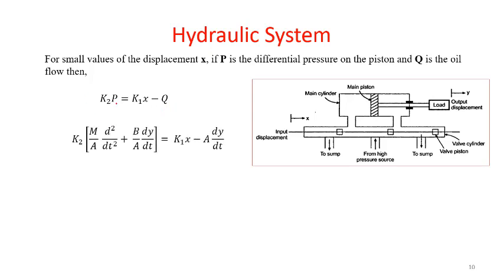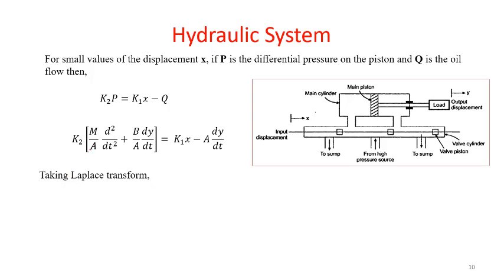Then here we are going to replace P from the previous equation, so that it becomes K2 into (M by A d square y by dt square plus B by A dy by dt) equal to K1 into X minus, from equation 1, Q, so it is minus A into dy by dt. This means we are bringing this equation into relationship with our output displacement Y.